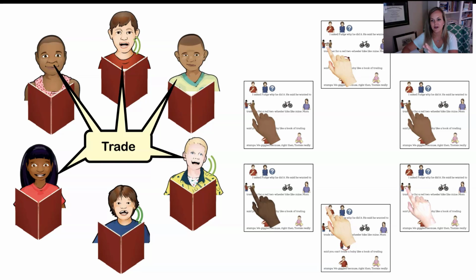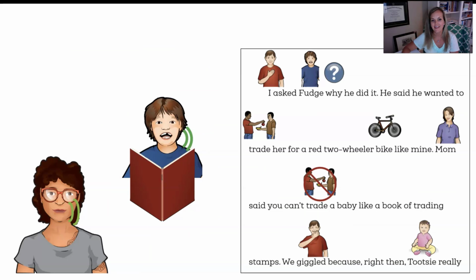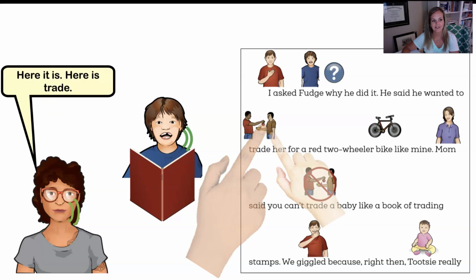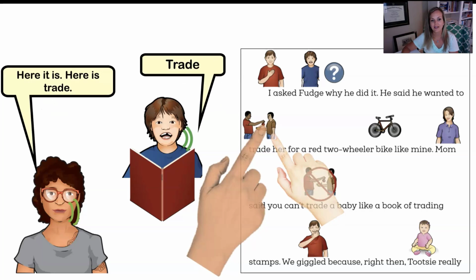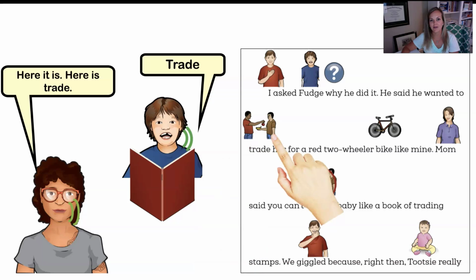So on the screen you see all of the hands except for the bottom hand are touching the word trade, and the teacher would simply say, this is the word trade, and have the student make sure that they are touching the word trade, like she is doing here. Here it is, here's trade, and then she would correct that student error, make sure that they elicit that correct behavior before moving to the next part of the program.